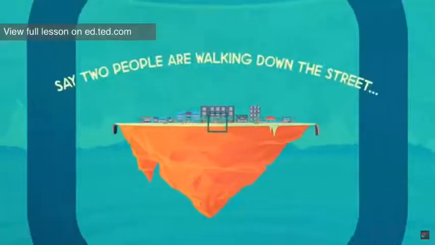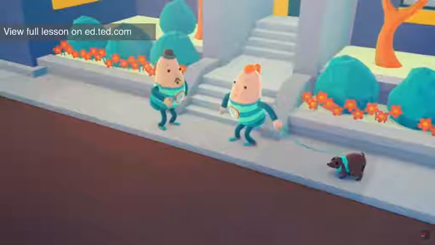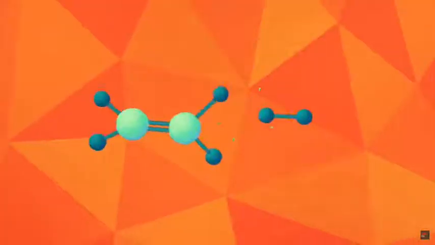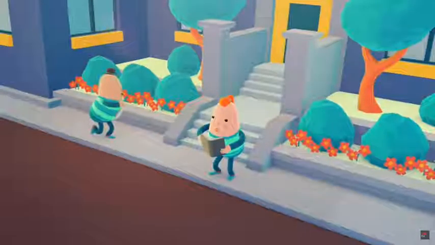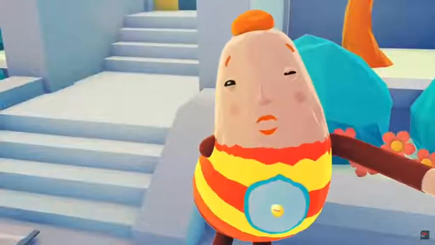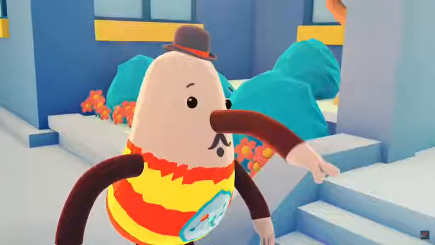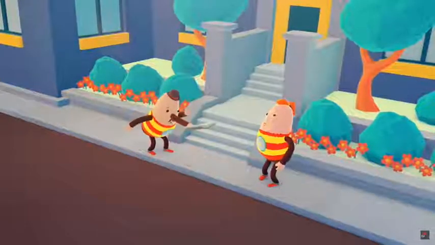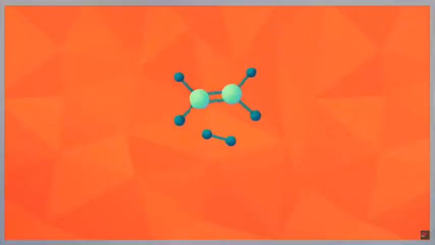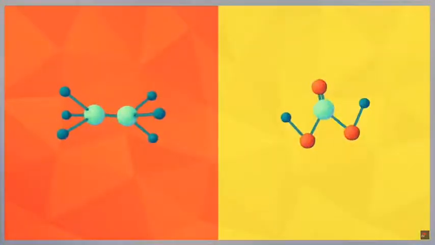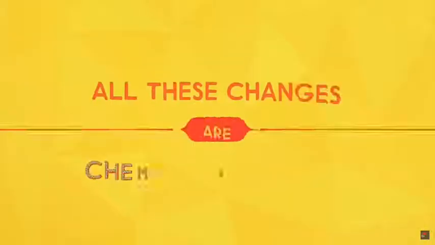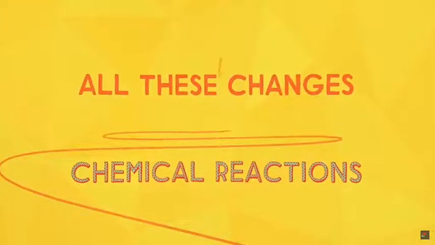Say 2 people are walking down the street and they bump into each other. They'll just shake it off and walk on. Sometimes that happens with molecules too. They just bounce off each other and that's that. But what if 2 people were to bump into each other, and during that collision, one person's arm got severed and reattached to the other person's face? Now that sounds really weird, but it's similar to one of the many ways that molecules can react with each other. 2 molecules can join and become one. One can split apart and become 2. Molecules can switch parts.